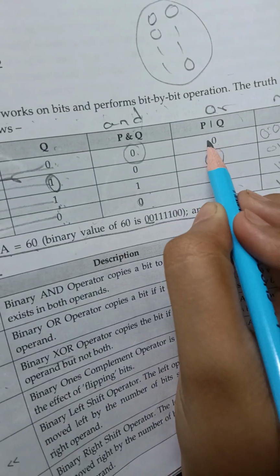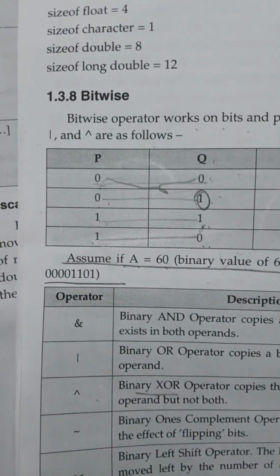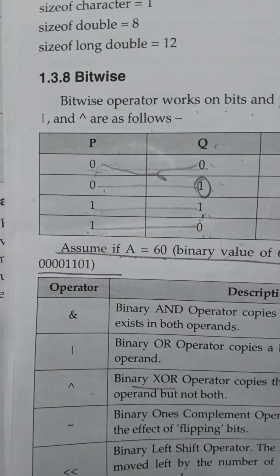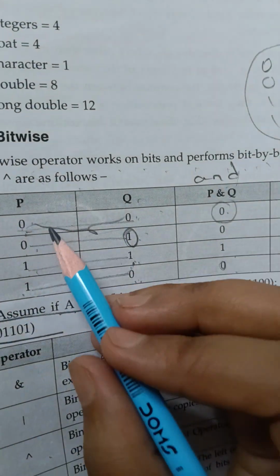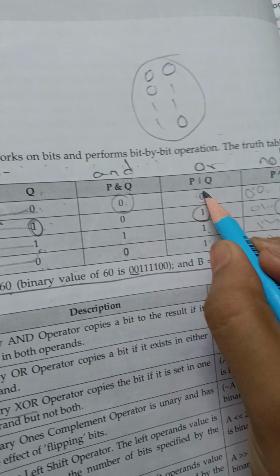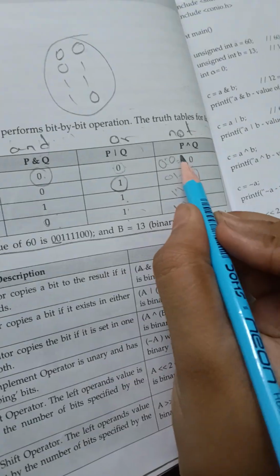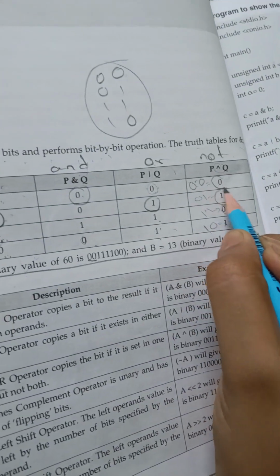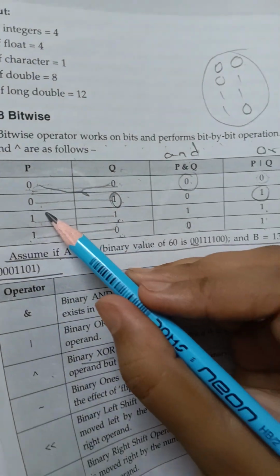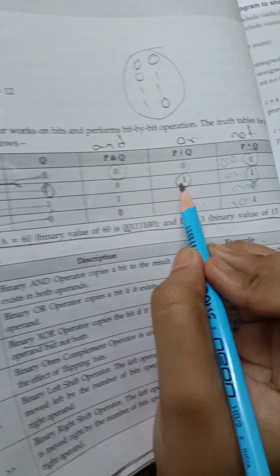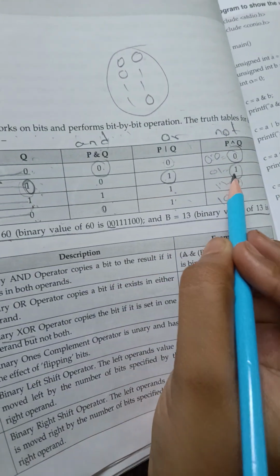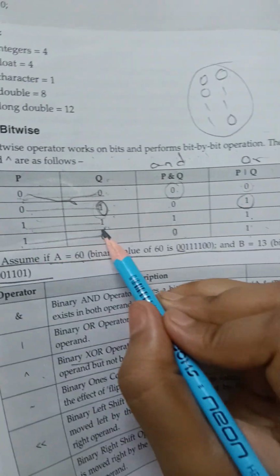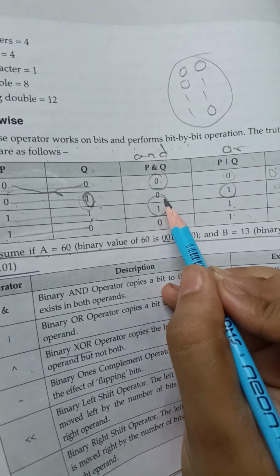But in P and Q, if any of the values is different, then we will write accordingly. But if both are 0, then we will write 0 in this also. In not also, we have to write the opposite, and for 0 1 0, because one thing is there, so we will write 1 here also. 1 1 1, answer is 1.